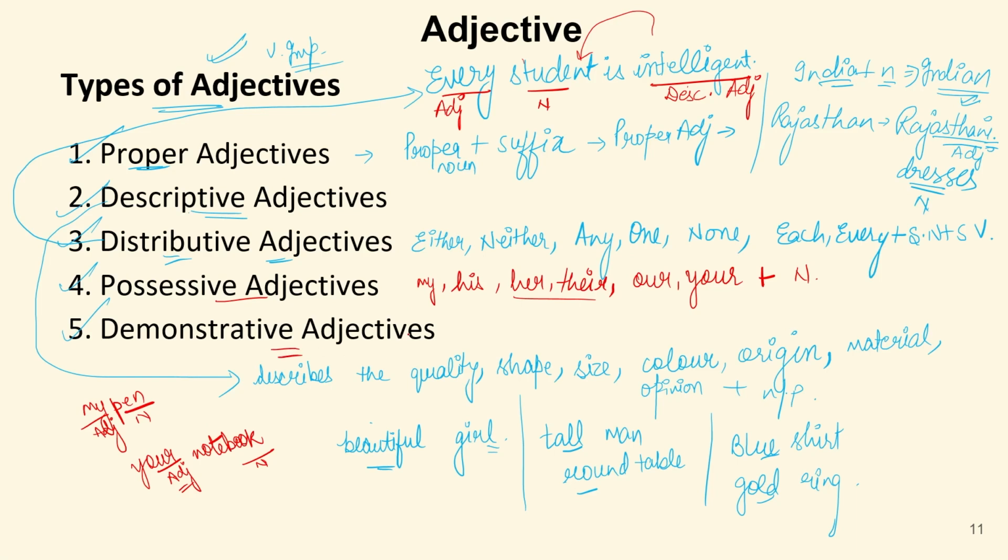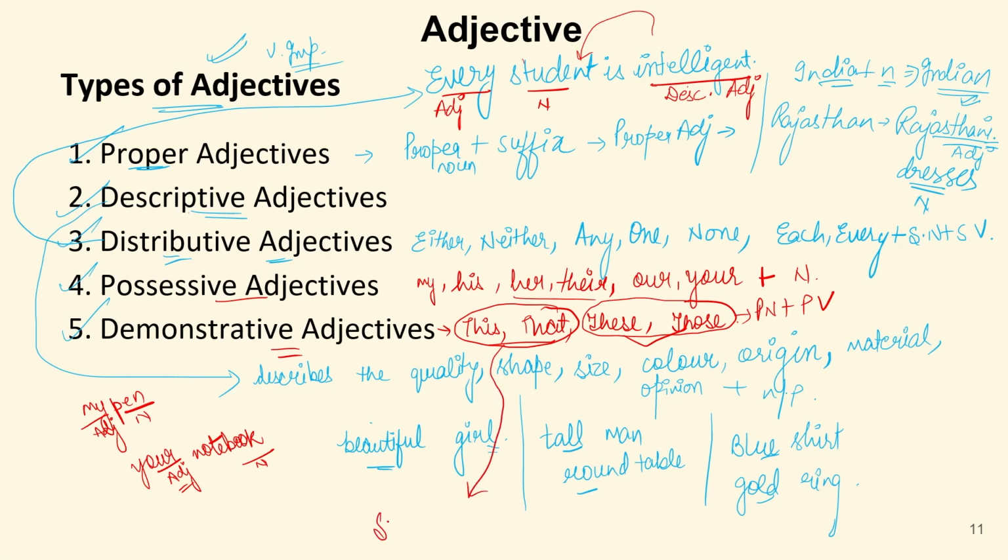Now demonstrative, again the indicating words, that is this, that, these, those. Now this and that are used with singular noun, singular verb. These and those are used with plural noun, plural verb. Whereas this and that are used with singular noun and singular verb. This is used for something which is near to me, near us.